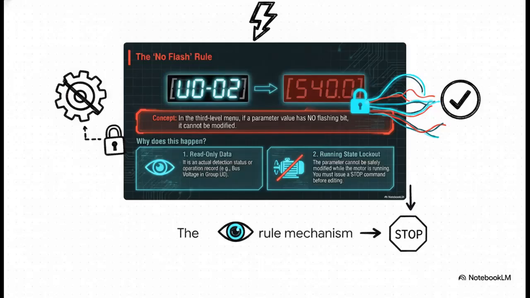Well, this is what we call the no flash rule, and it's actually a critical safety mechanism. If there's no flashing cursor, you cannot modify the value. This usually happens for one of 2 reasons. First, it might be read-only data. Like if you're looking at the bus voltage in group U0, you can't edit that. It's a live sensor reading, not a setting you can tweak. Second, it could be a running state lockout. The system knows it's fundamentally unsafe to change certain motor parameters while the motor is actively spinning. You literally have to issue a stop command to the machine before it'll unlock that parameter for editing.